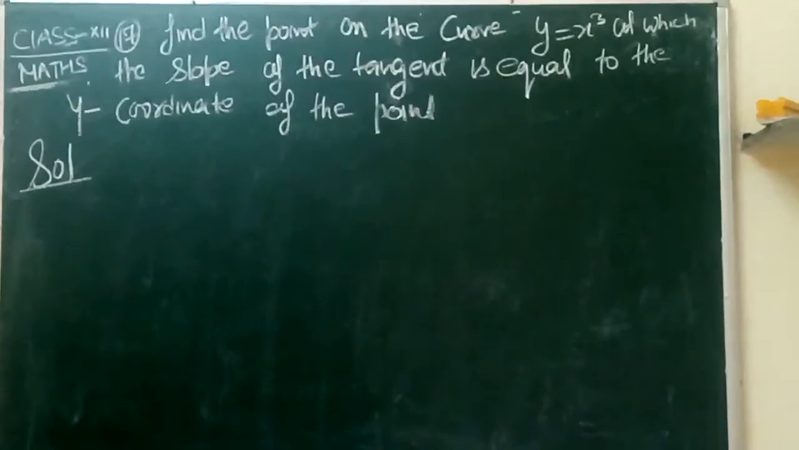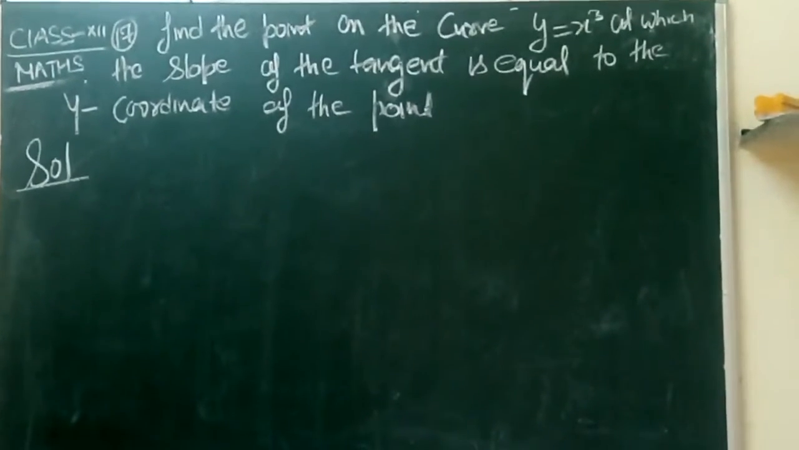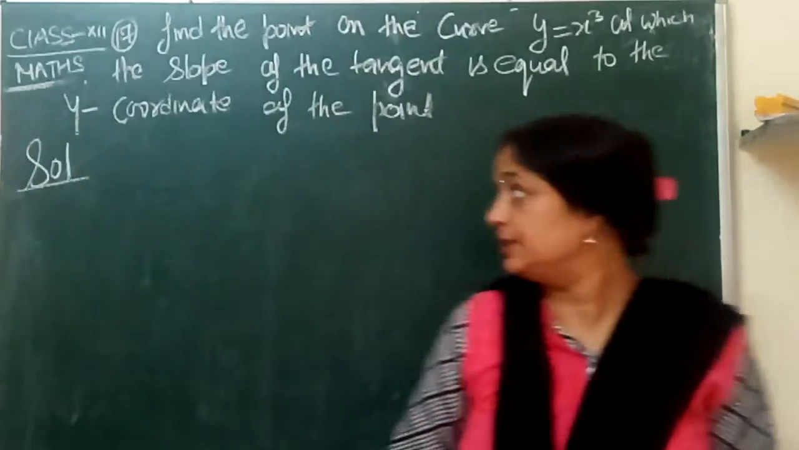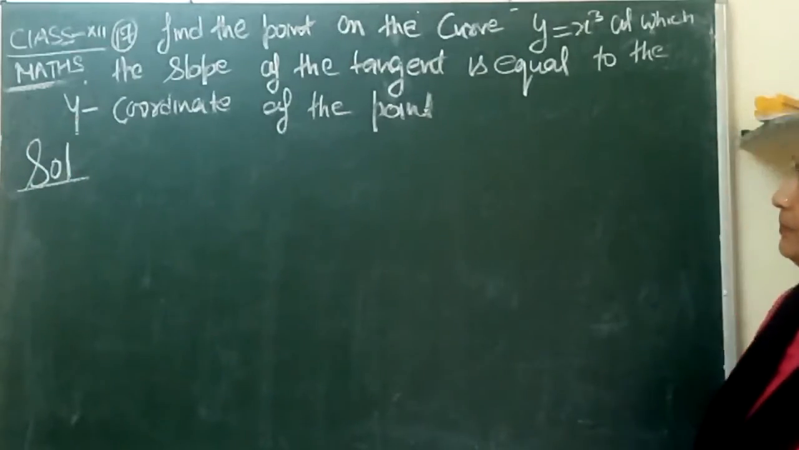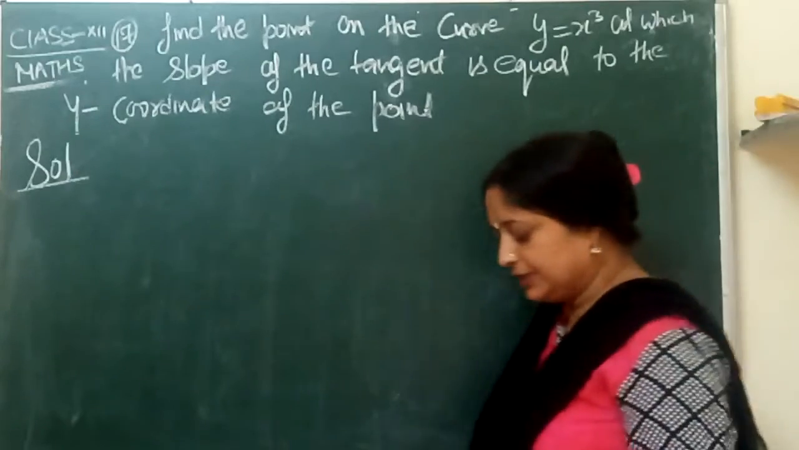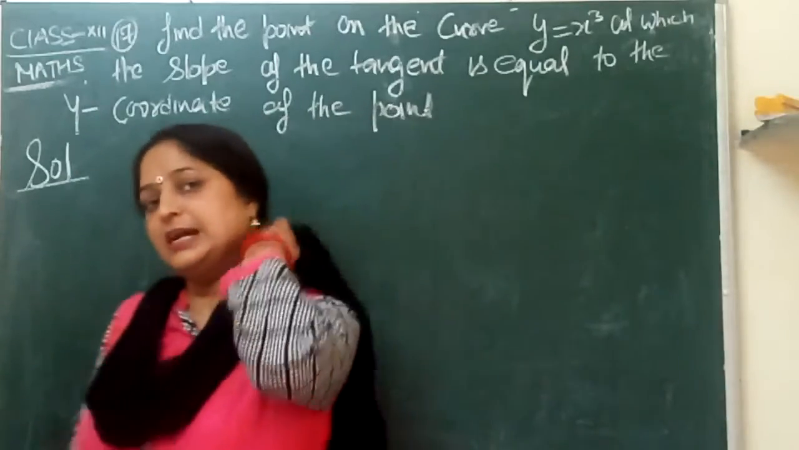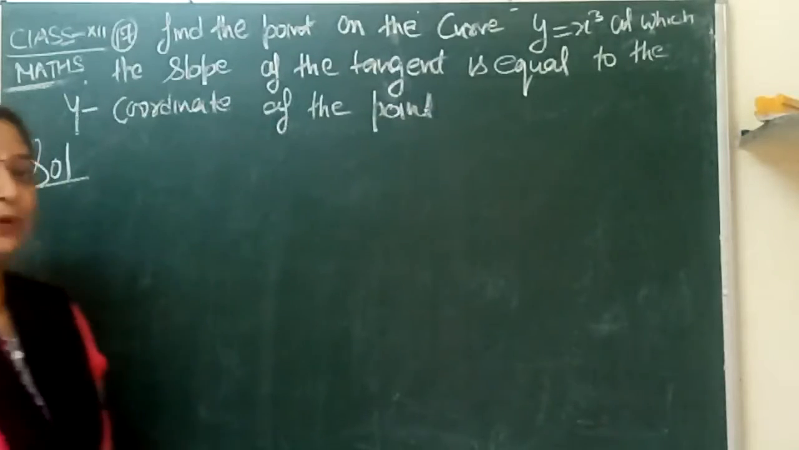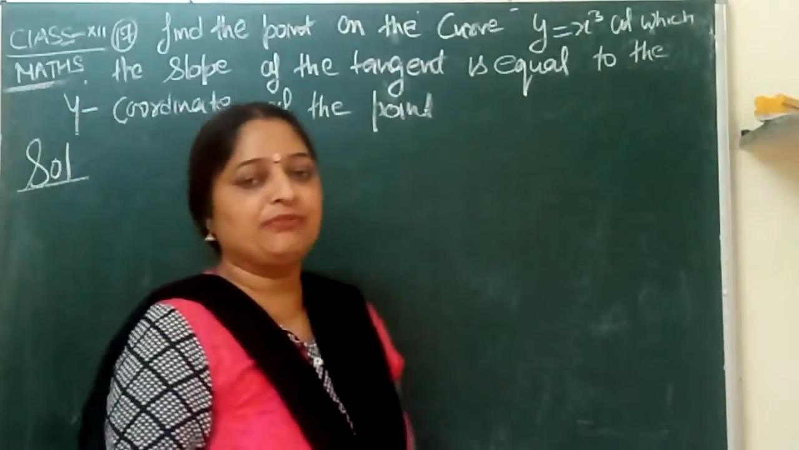Now students, in question number 17, find the point on the curve y is equal to x cube at which the slope of tangent is equal to the y coordinate of the point. Means you have to find out the point on the curve, and the curve is given y is equal to x cube and slope of tangent is equal to the y coordinate.